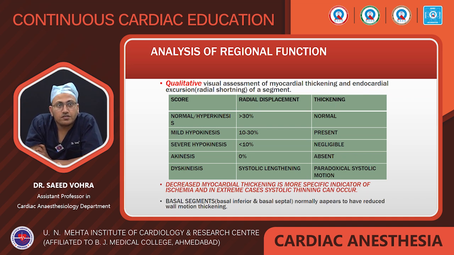The score is given as 4 when there is akinesia, when there is a radial displacement of 0% and thickening is absent. Dyskinesia is when there is a systolic lengthening and paradoxical systolic motion. As mentioned earlier, decreased myocardial thickening is a more specific indicator of ischemia, and in extreme cases, systolic thinning can occur. Visual segments even in normal hearts also appear to have reduced wall motion thickening.